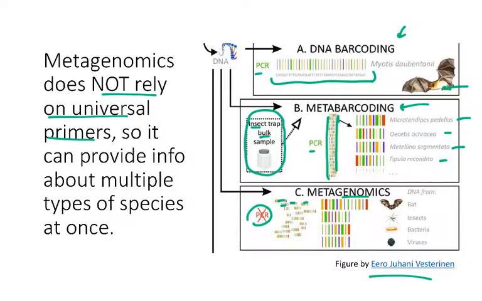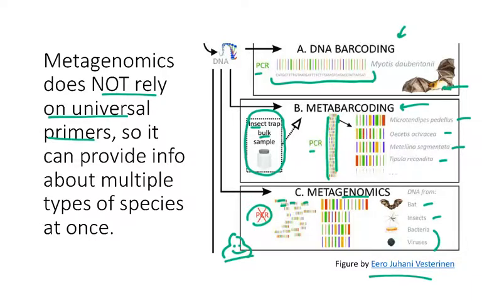So say we were sampling from bat feces, bat poop. If we use a metagenomics approach, we can figure out what bat it's from, what insects it was eating, and the bacteria and viruses that are present within the gut of that bat. So if we're using a metagenomics approach, we can get information for all of those species at once.